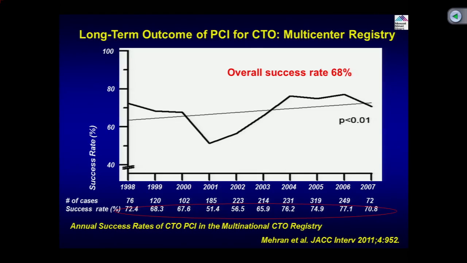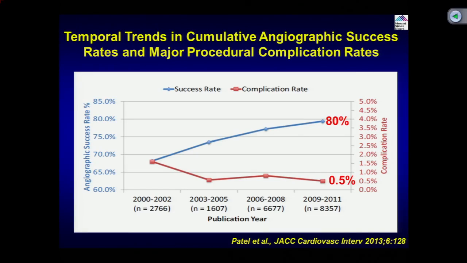We have many multi-center registries which have been published. Initial success rate used to be about 68% in a publication of 2011. Then subsequent 2013 data brought the success rate to about 80% with complication rates of less than 0.5%. So clearly our success rate has increased. Now 2011-2012 data were published last year.